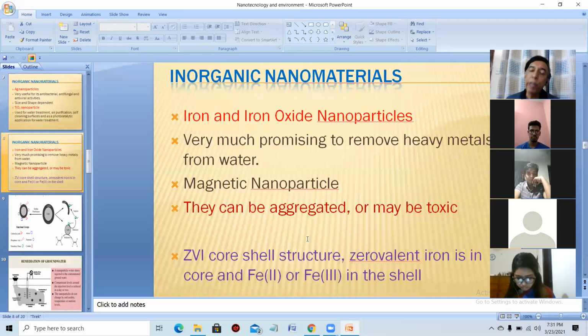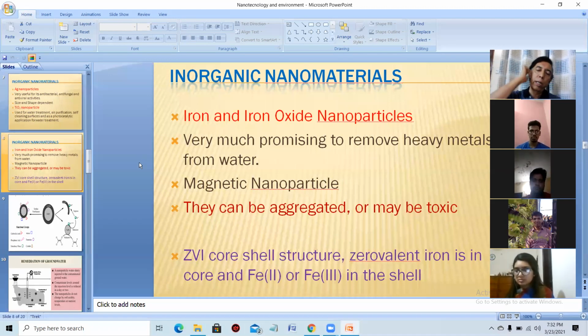And after aggregation, that iron nanomaterials may be toxic after that aggregation. So it is a good problem for us to avoid this type of problem. To avoid this type of problem, a core shell nanostructure.